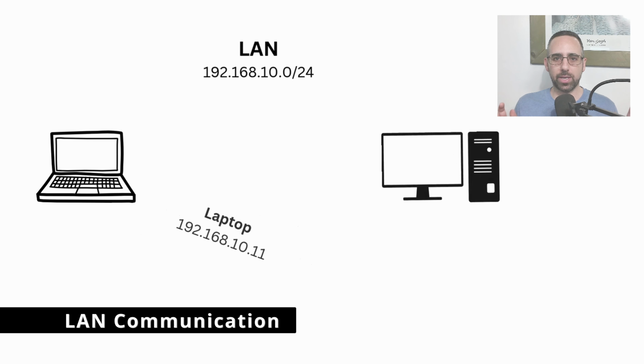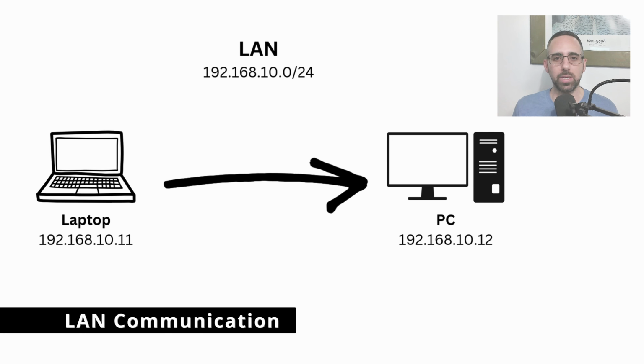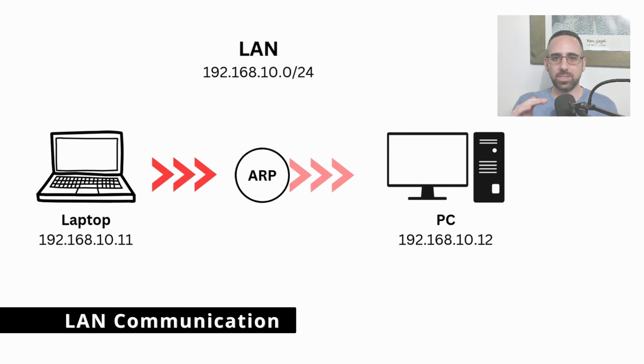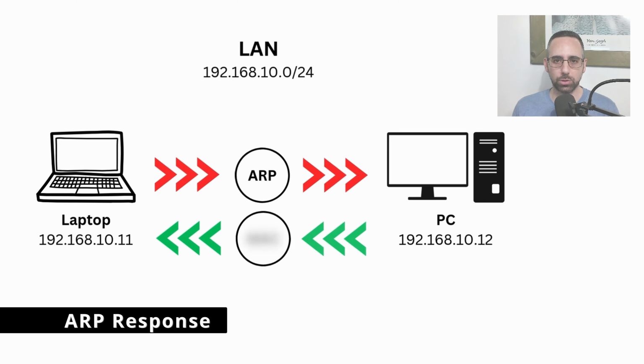So imagine that a device needs to communicate with another device on the same LAN, the same local area network. It can be a server, it can be a smartphone, it can be a laptop, it can be anything. So this device will start by sending something called an ARP request to learn the MAC address associated with the target IP address.